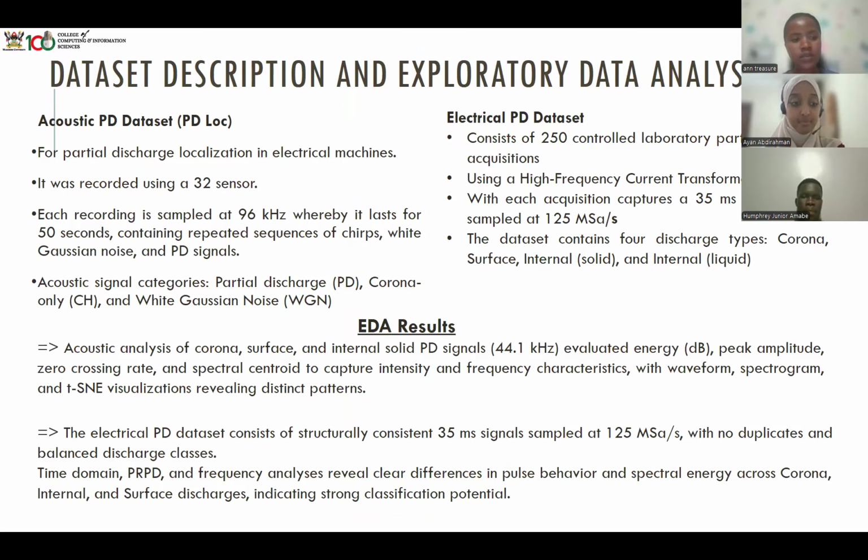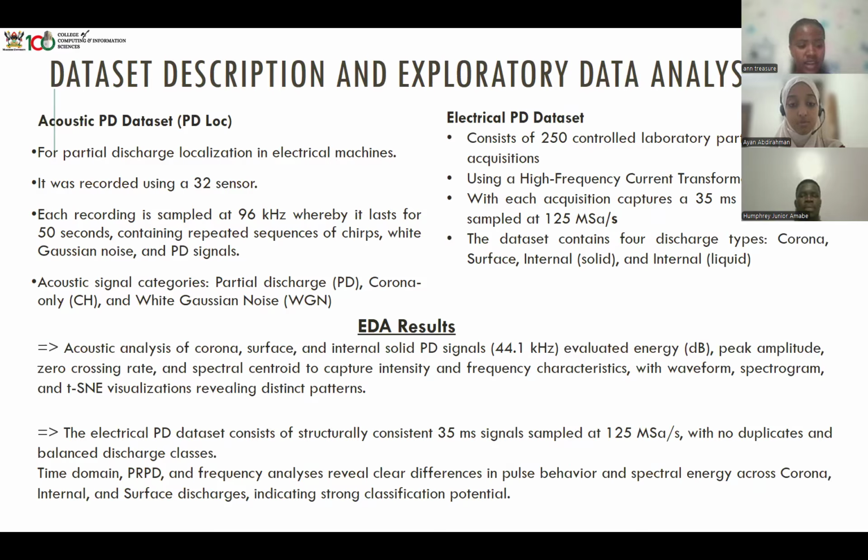In our dataset description, we had two datasets. We had the acoustic dataset, which was recorded from a 32 channel MEMS microphone with a sampling rate of 96 kilohertz, whereby each recording was 50 seconds. We have acoustic signal categories of partial discharge, chirps, and white Gaussian noise. And then for the electrical partial discharge, we had 250 controlled laboratory partial discharge acquisitions using a high frequency current transformer. This is equipment for capturing electrical signals. With this, we see that the dataset contained 4 discharge types, which were the corona surface, the internal in solid insulation, and the internal in liquid insulation.